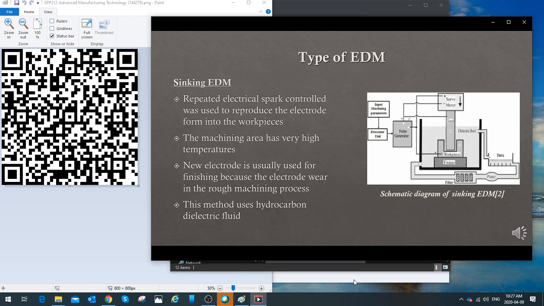There are two types of EDM. First one is sinking EDM. In sinking EDM, repeated electrical spark control was used to reproduce the electrode form into the workpiece. The machining area has very high temperature. A new electrode is usually used for finishing because the electrode was used in the rough machining process. This method uses hydrocarbon dielectric fluid.